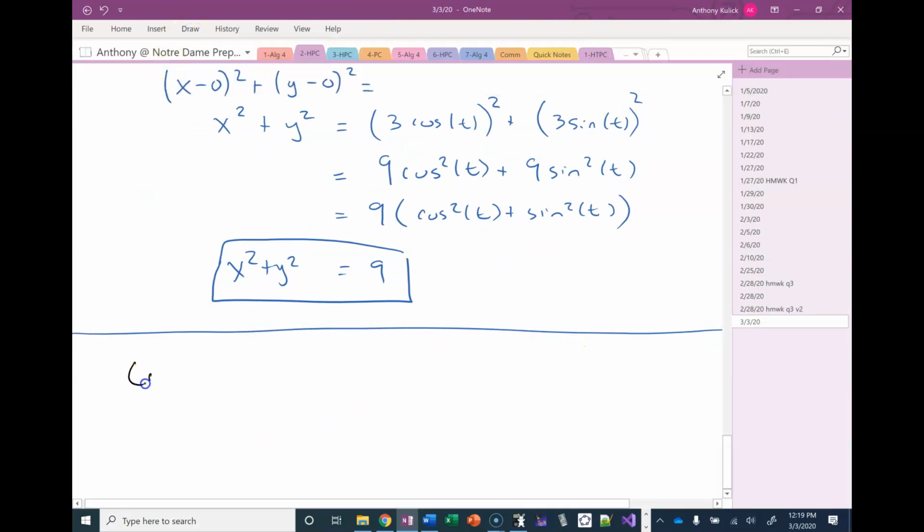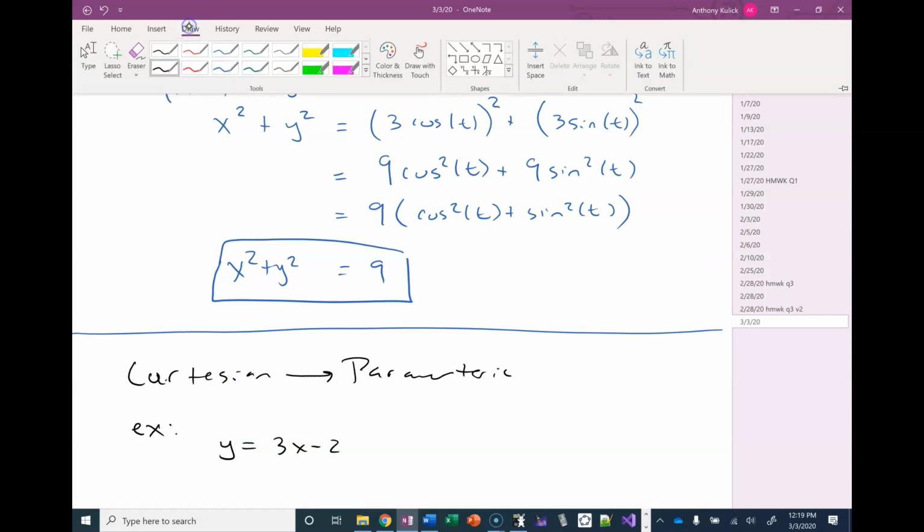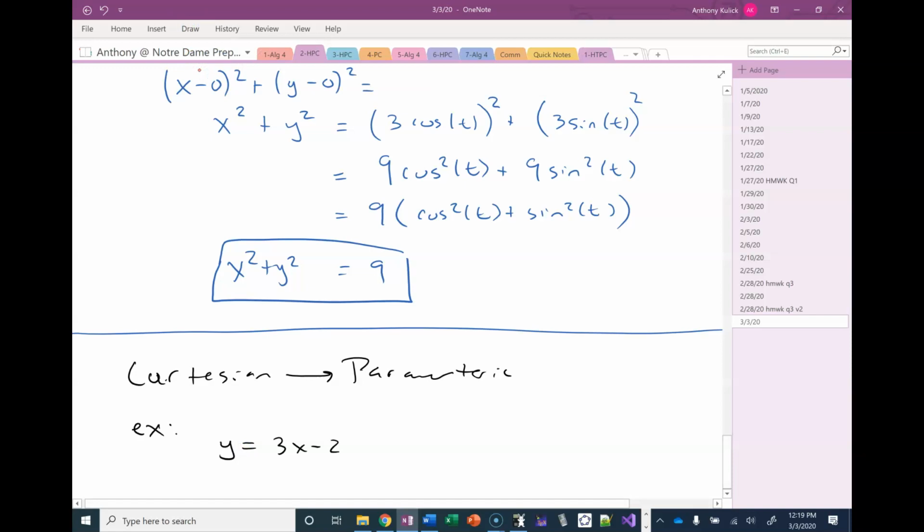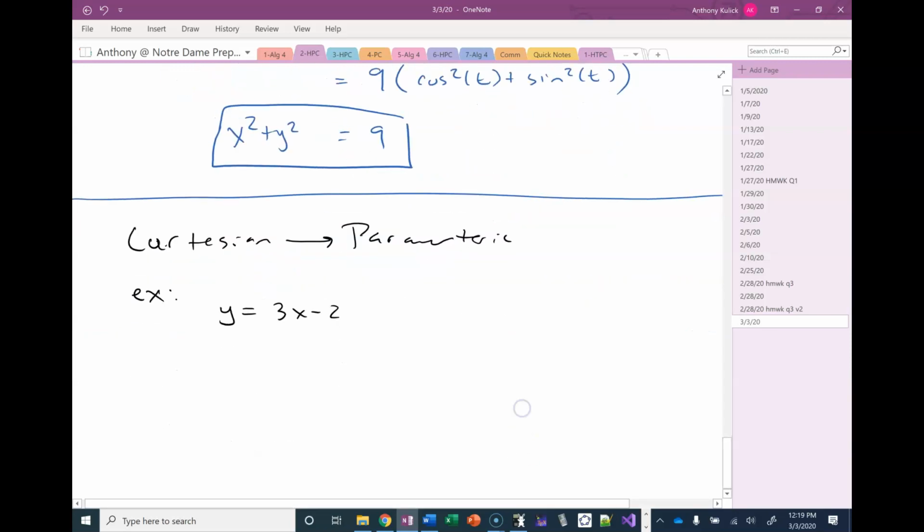Let's look at going from Cartesian to parametric. I'll just start with an easy one. Let's say we have the equation y equals 3x minus 2. You want to do this the hard way or the easy way? I would pick the easy way also. How many times does x occur? Just once, right? There's just one time I have an x variable in there.